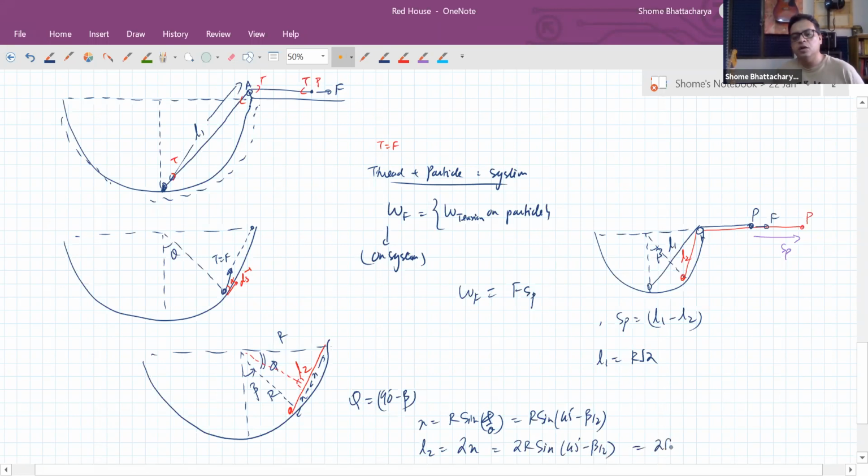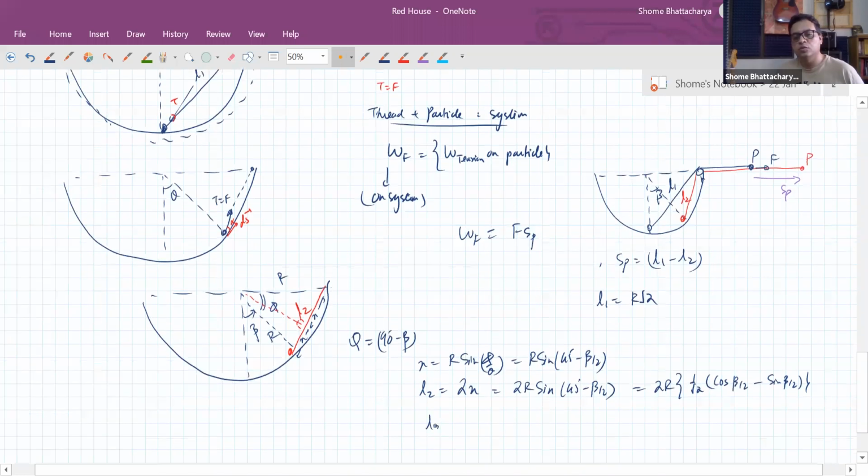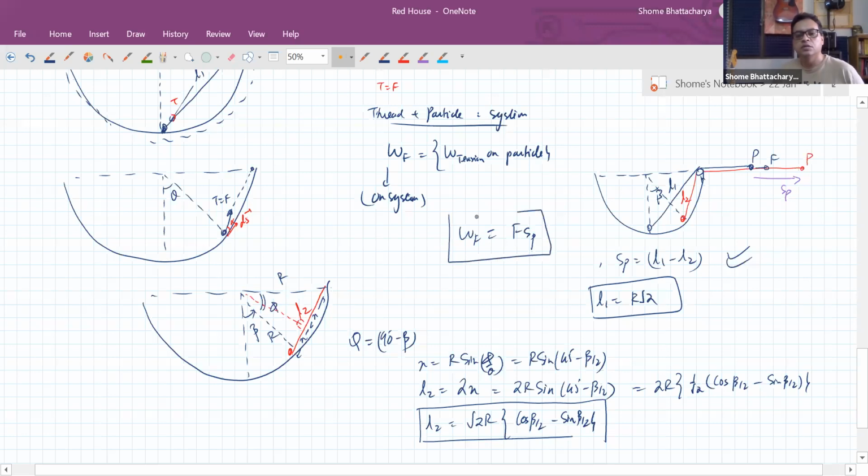So that we can write as 2R into 1 by root 2, sine A cos B minus cos A sine B, so that is cos beta by 2 minus sin beta by 2. Is that clear? So this L2 should be root 2R into (cos beta by 2 minus sin beta by 2). As per my calculation, this is what my L2 is coming out to be, this is what my L1 is, and then we'll substitute this here to calculate the work done. And we should be able to show that that work done is the same as what we got in the first case.